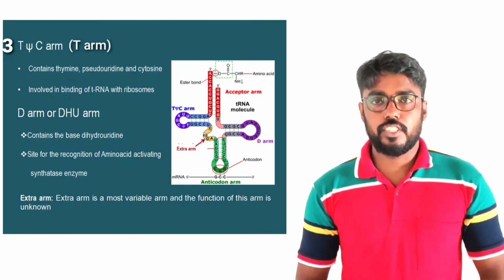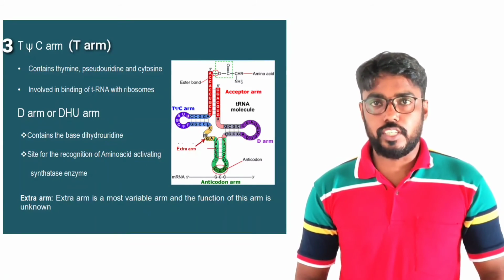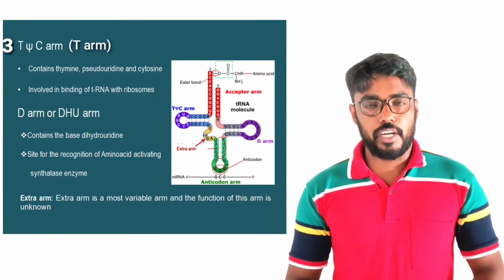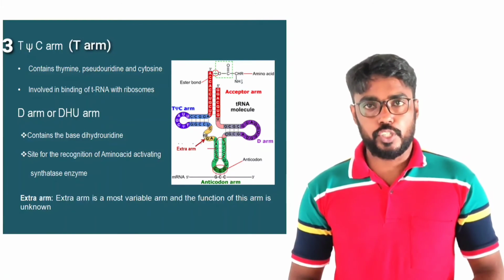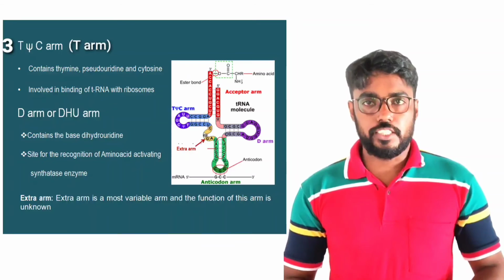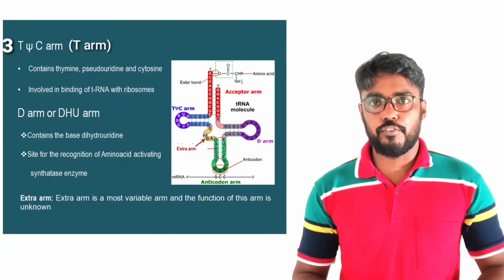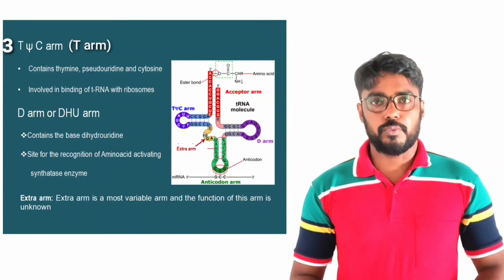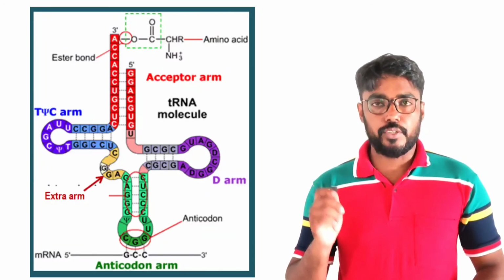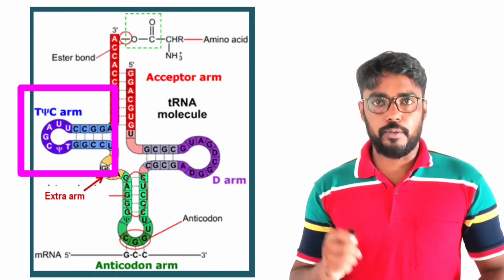And the next arm is the T arm or thymine, pseudouridine and cytosine arm. And this arm contains thymine and pseudouridine and cytosine. And this arm is involved in binding of tRNA with the ribosome. In this figure, you can see the thymine, pseudouridine arm.